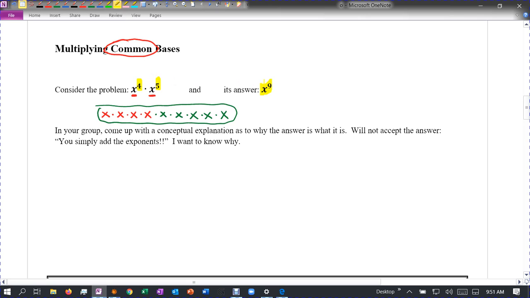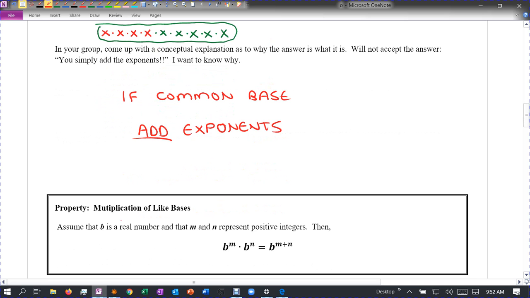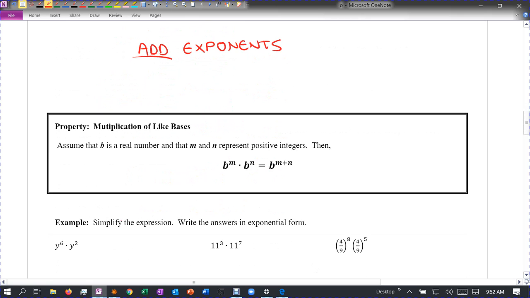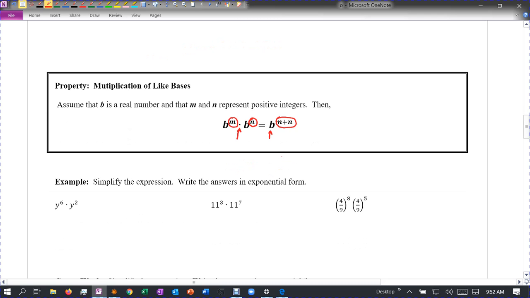So whenever we want to multiply common bases together, that's very important, they have to have a common base, in this case they both had x as the base. If common base, you just add the exponents, if you're multiplying, which we were doing here. Okay, so here's the actual property. It says if you have some base raised to the m times, very important, times, not plus or minus, times the same base to a different number, then you're just going to keep the base and add the two numbers together. So let's do some examples.